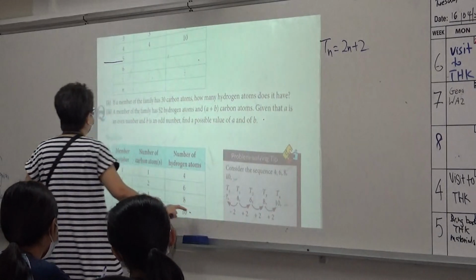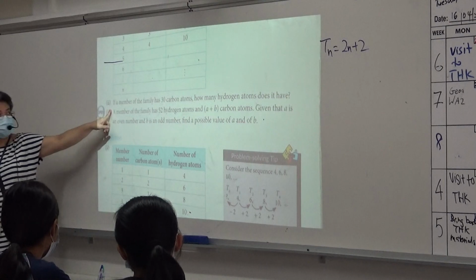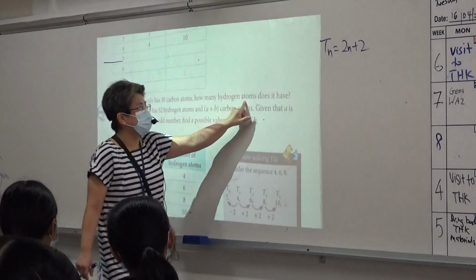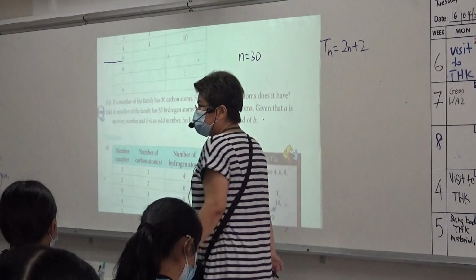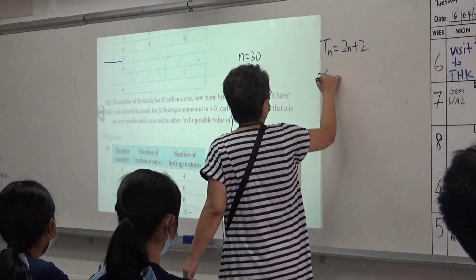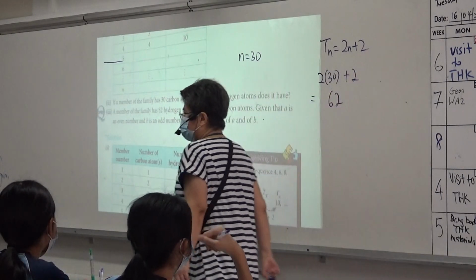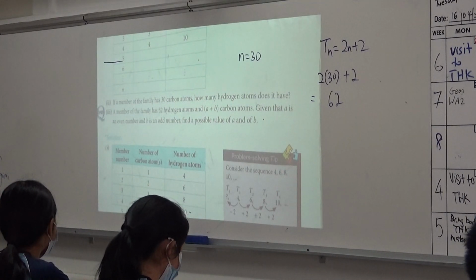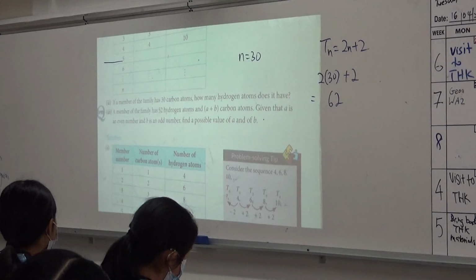Okay. Part 2. It's not part 2 that I'm worried about, part 3. Okay? If a member of the family has 30 carbon atoms, how many hydrogen atoms does it have? That means my n is 30, right? Alright? So, how many hydrogen atoms will be what? 2 times 30 plus 2. So, this is what? 62. Are we clear? Are we clear so far? Yes or no? Okay, yes.